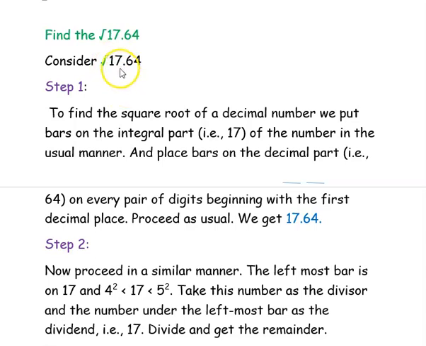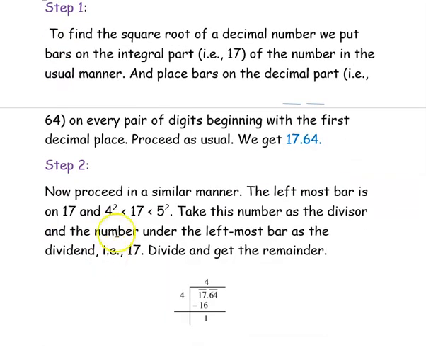We have only two digits, 7 and 1, so we pair 7 and 1 and place a bar over them. Then place the bar on the decimal part. Here the decimal part is 64. We pair these two numbers 6 and 4. We have only one pair, so we place a bar over 6 and 4. So this is the first step.